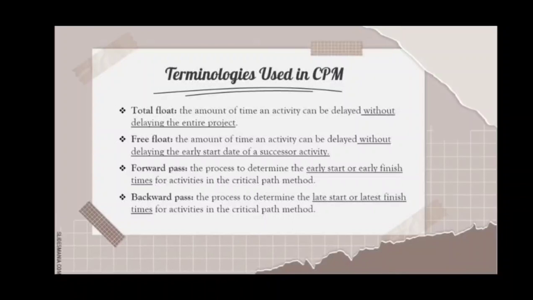So now, let's move on to the forward pass and the backward pass. When we say forward pass, it is the process to determine the early start or early finish times for activities in the critical path method. While backward pass is the process to determine the late start or latest finish times for activities in the critical path method. Just keep in mind that forward means early start or early finish times, and backward pass means late start or latest finish times.